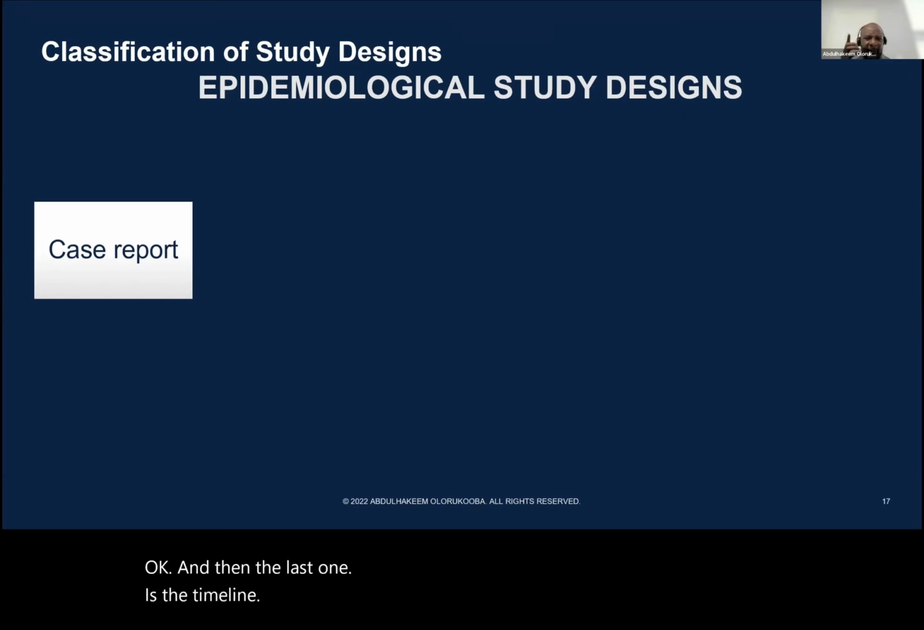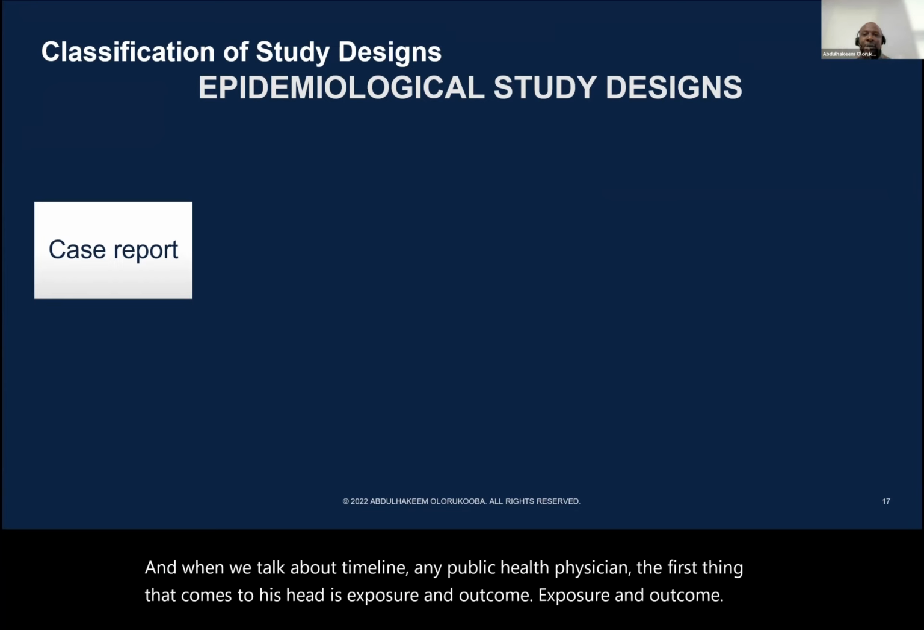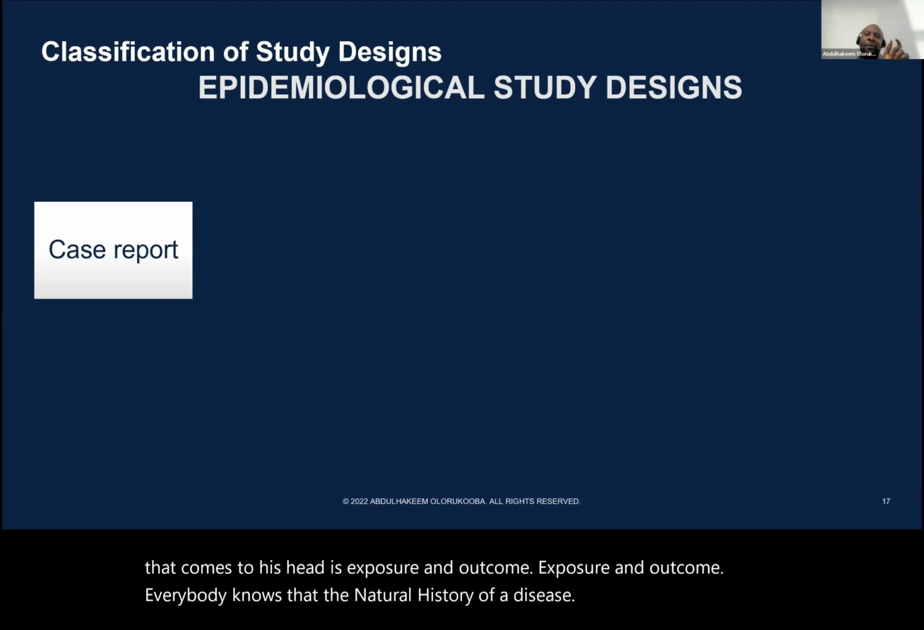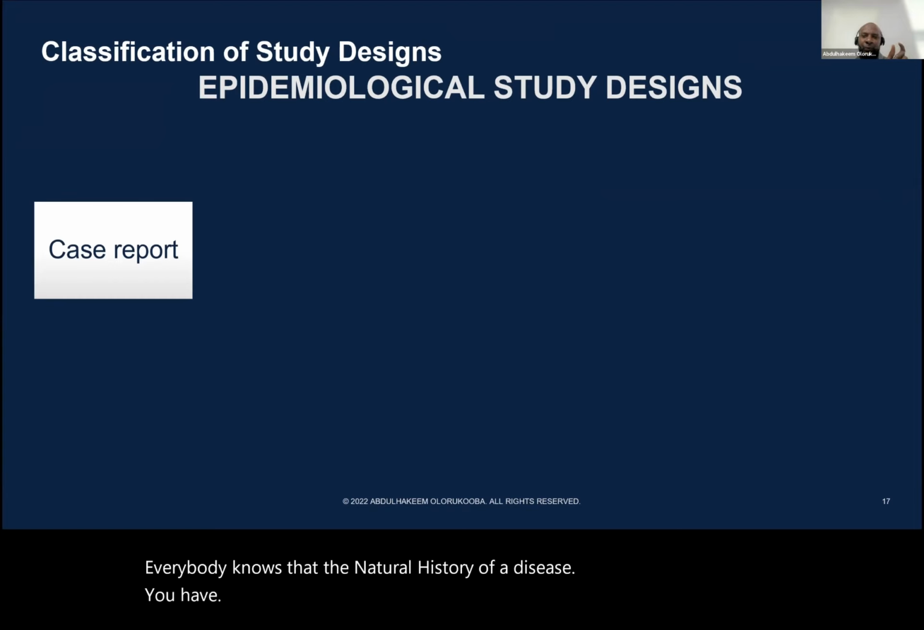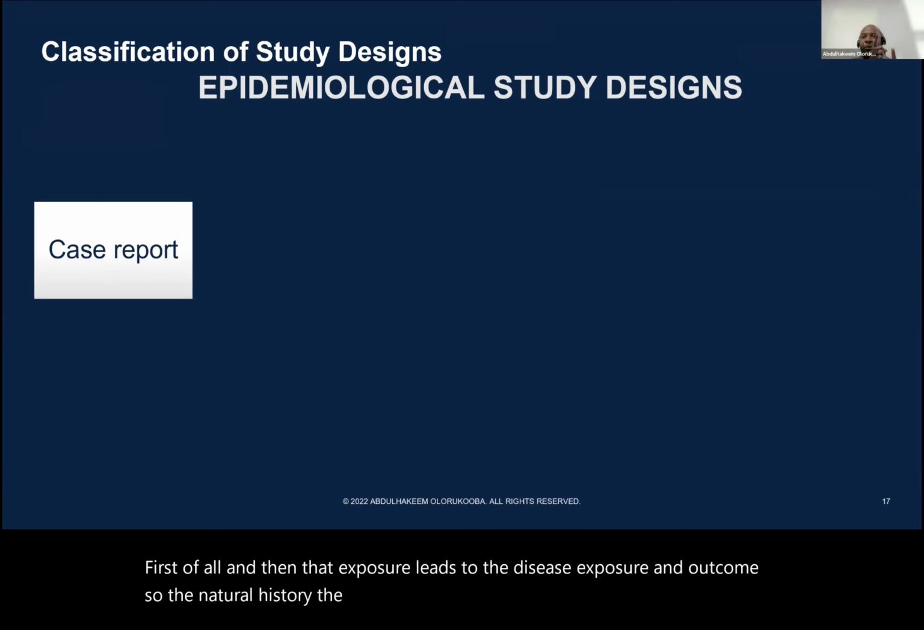What is the timeline? And when we talk about timeline, any public health physician, the first thing that comes to his head is exposure and outcome. Everybody knows that the natural history of a disease, you have an exposure first of all, and then that exposure leads to the disease, exposure and outcome. So the natural history, the normal timeline is from exposure to outcome.